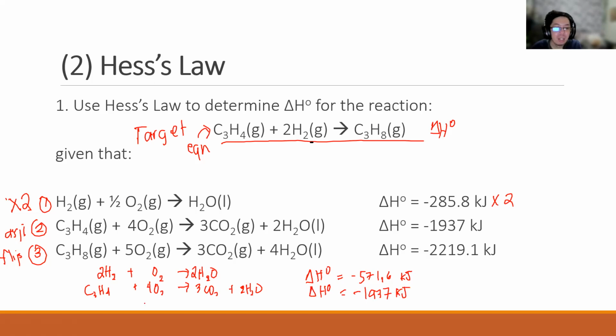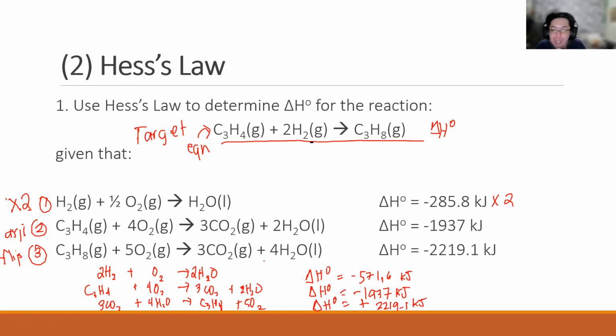1937 kJ. Then lastly, ito if i-flip ko, very important to. So you'll have 3CO2 plus 4H2O going to C3H8 plus 5O2. What happens here to delta H now, Josh? Magbabaliktad pa yung sign. So it will now become what? 2219.1 kJ. Very good.